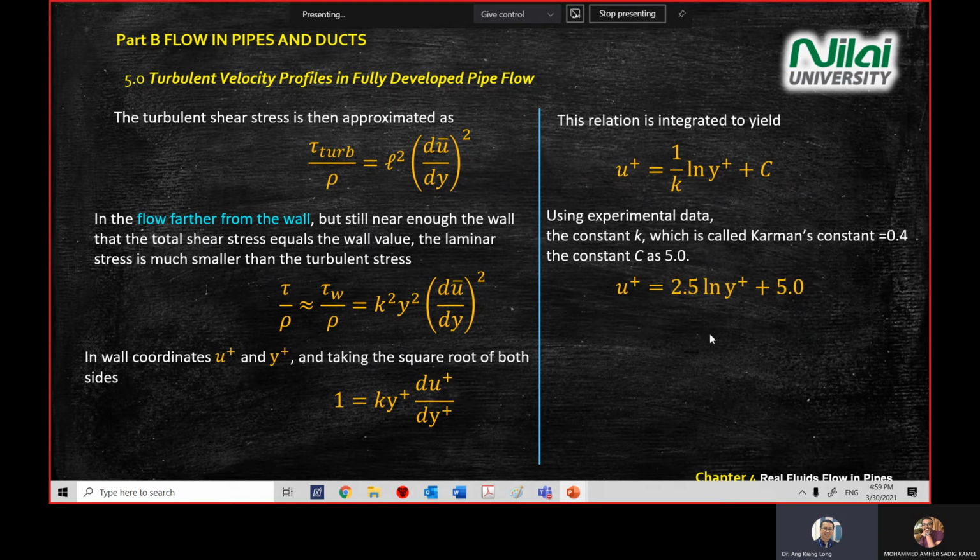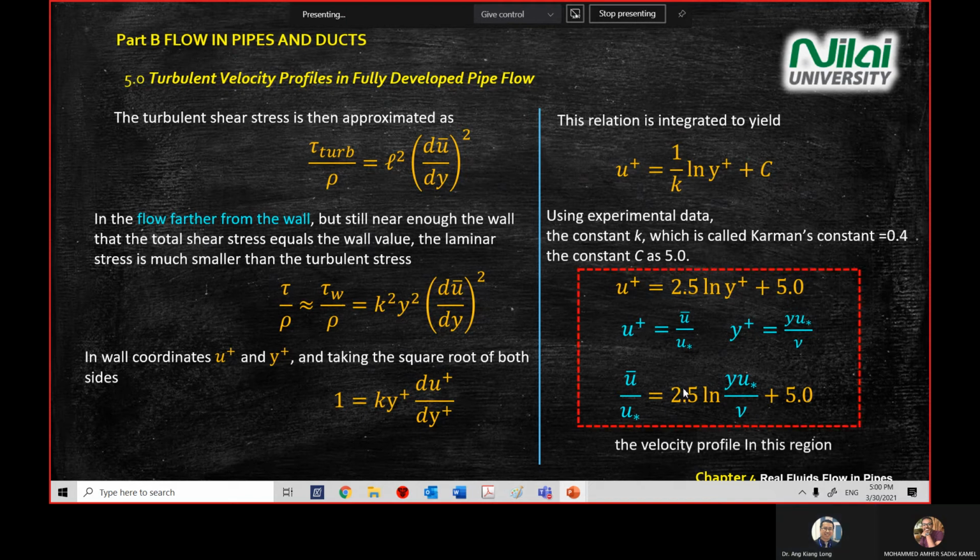This is just an example, because each experiment will give you a different u plus, y plus. So this k and c you need to determine from experiment. This is just an example where k is 0.4 and c is 5. Then you can plot the graph between u plus and y plus. This is just a recall of the equation for u plus and y plus. From here you can plot the graph between your y-axis and x-axis.